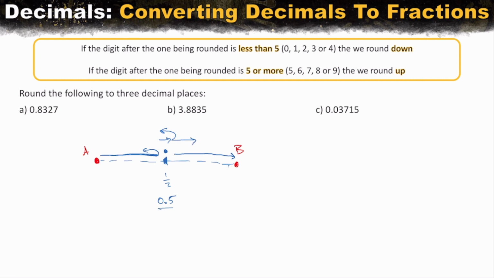So what we say is the moment you hit the halfway point, which in this case is 0.5, we just continue on, which means that we round up. And that's where the 0.5 comes from.